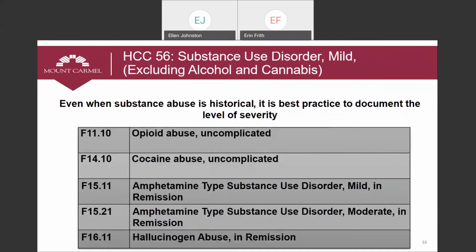HCC 56 includes mild substance use disorder or substances other than alcohol and cannabis. It is best practice to still document the level of severity of substance use disorder, even when that disorder is historical. Substances included in this HCC include amphetamine, opioids, cocaine, and hallucinogens.